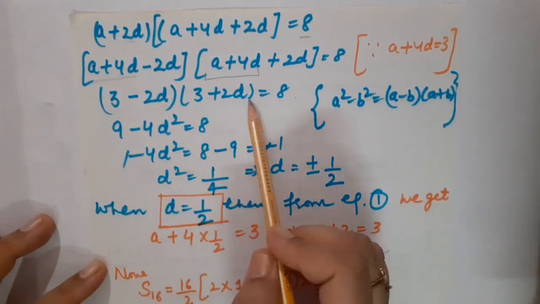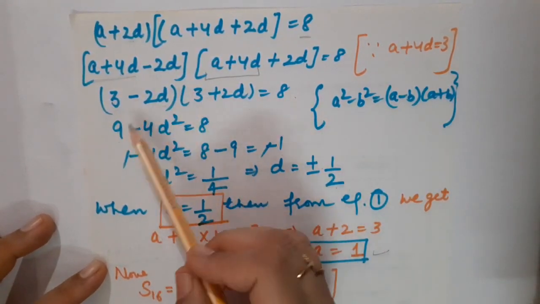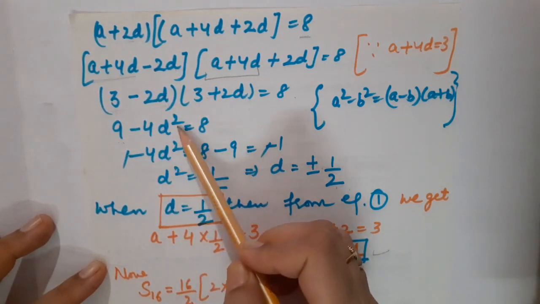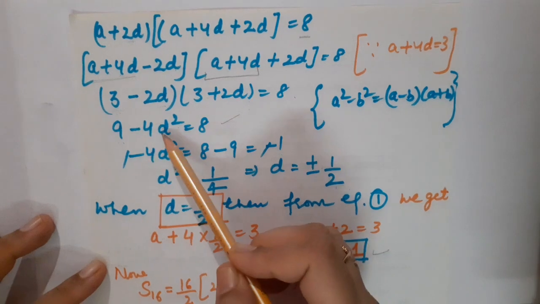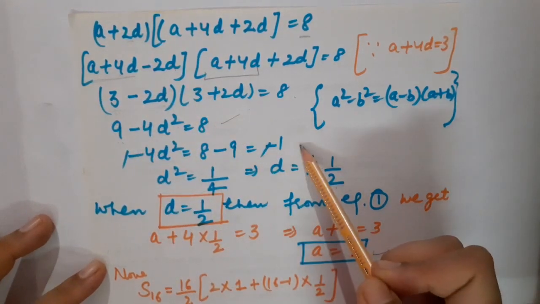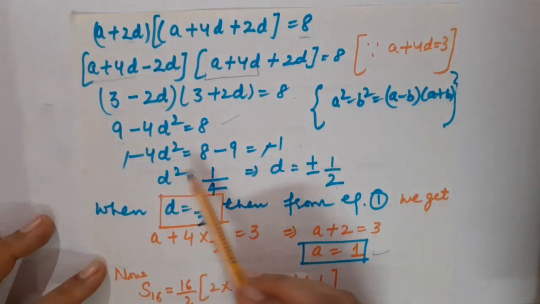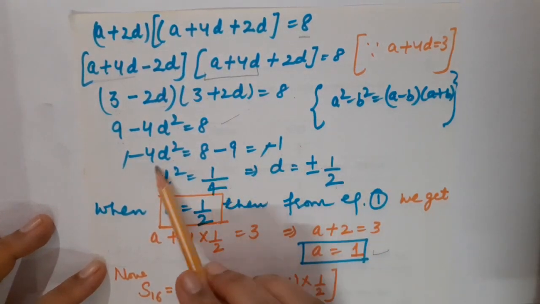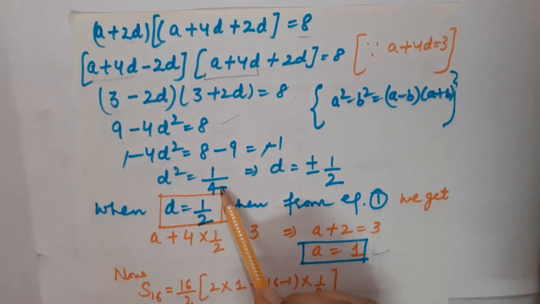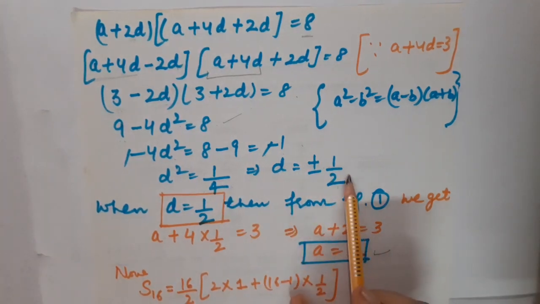A minus B into A plus B, that is A square, means 9 minus 2D whole square, that is 4D square, is equal to 8. Minus 4D square is equal to 8 minus 9, that is minus 1. So D square is equal to 1 by 4. So children, it is going to become a quadratic equation in the variable D. So D will be plus minus 1 by 2.